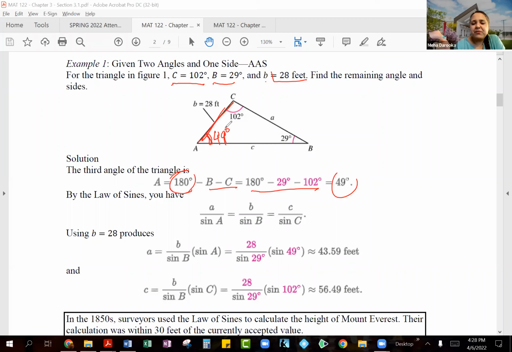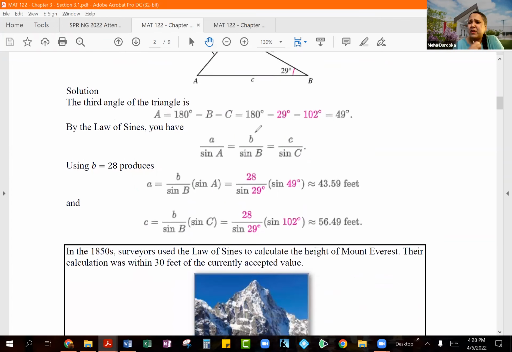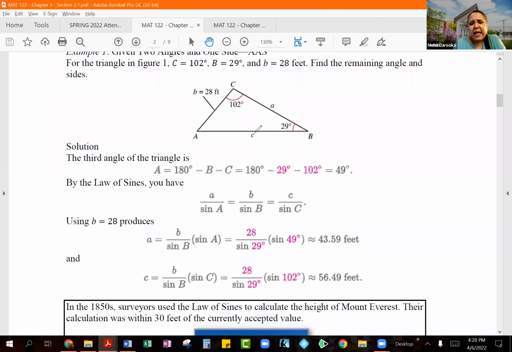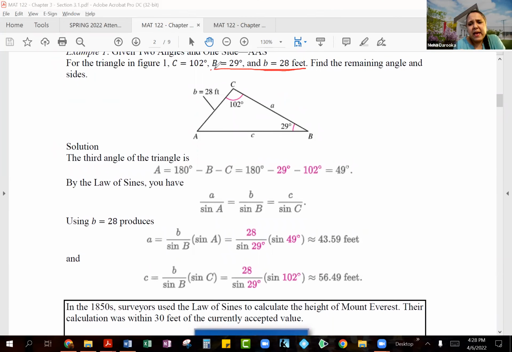Now, when you have to find the 2 missing sides, which will be side A and side C, this is where your law of sines is going to kick in. So at this point, if you look at the information given to us, we have angle B and we have side B, right? So you definitely want to use this fraction in there. Now, using this fraction, you can either find side A or you can find side C. It doesn't matter which direction you go in. So as you can see, they're actually going with side A first.